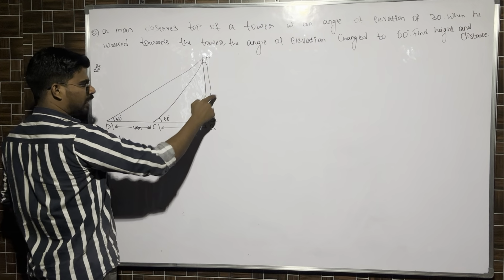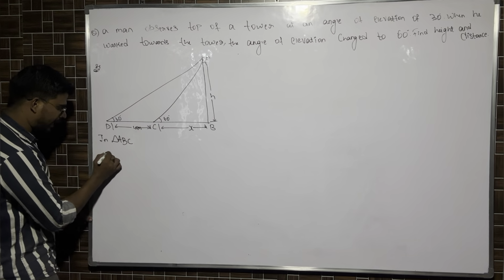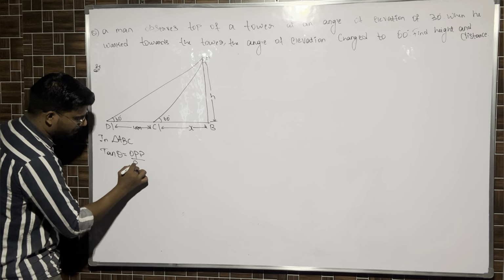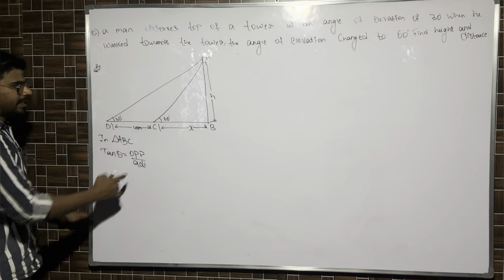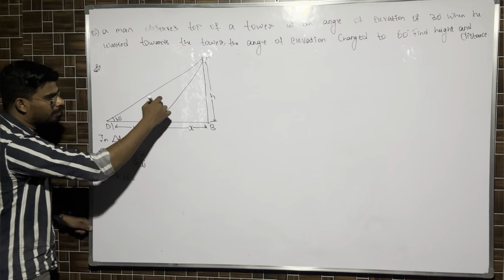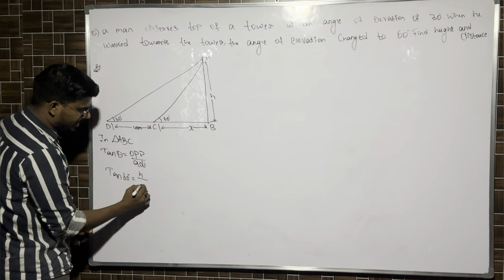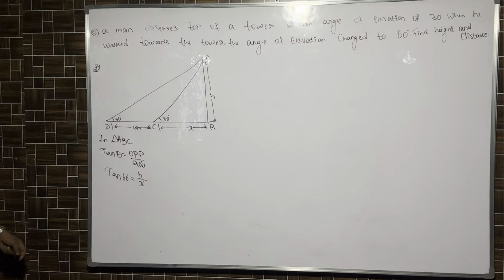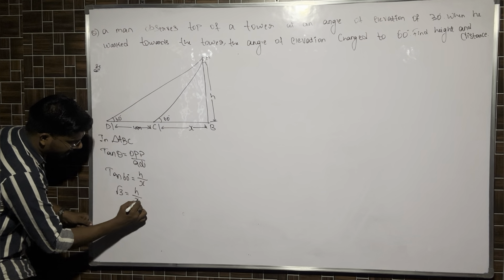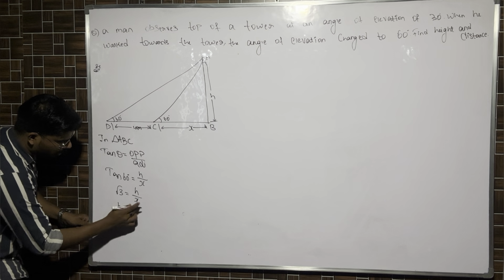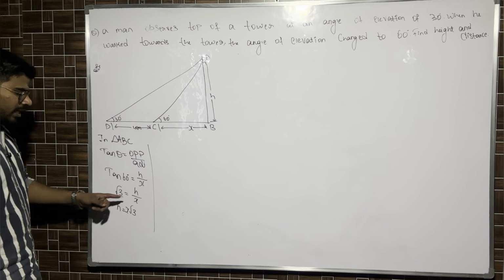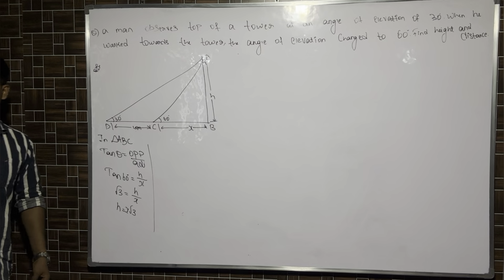tan 60, because again opposite by adjacent is tan theta. Tan theta is equal to opposite by adjacent. Theta is 60 degrees. Tan 60 is equal to opposite h divided by adjacent x. So tan 60 is root 3. Root 3 is equal to h by x. From here h is equal to x root 3. Let us see if we need the value of h or x in the second triangle. We'll get to know about that.